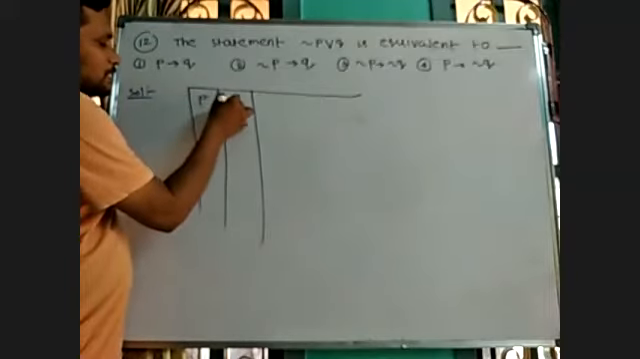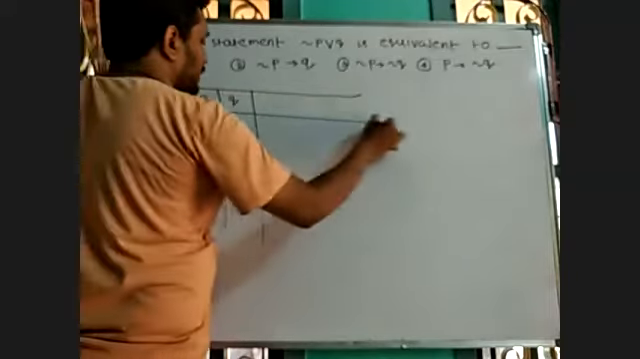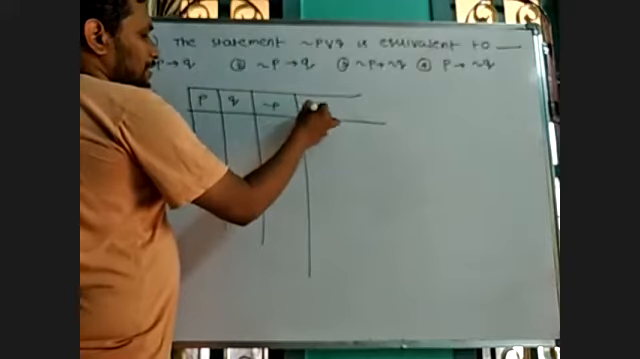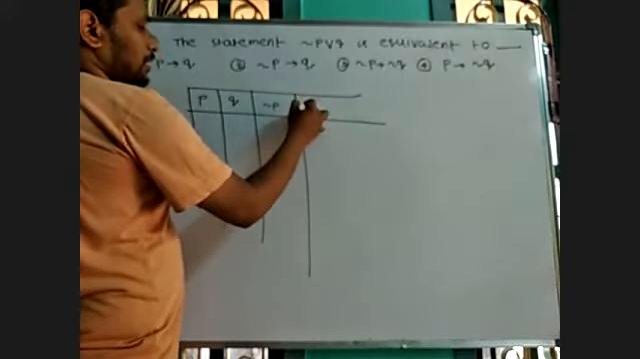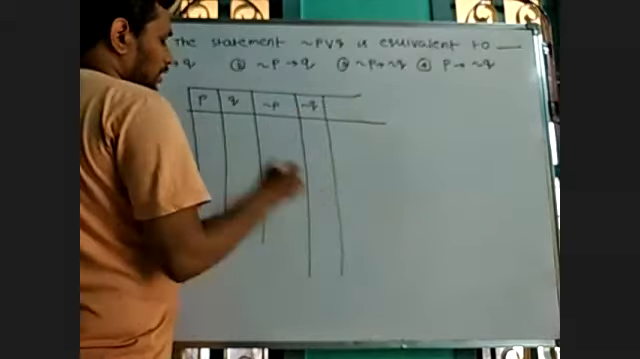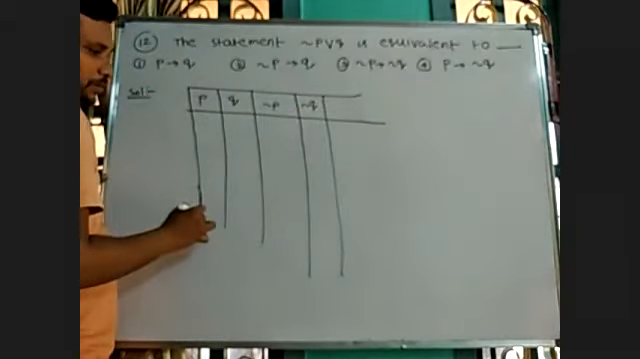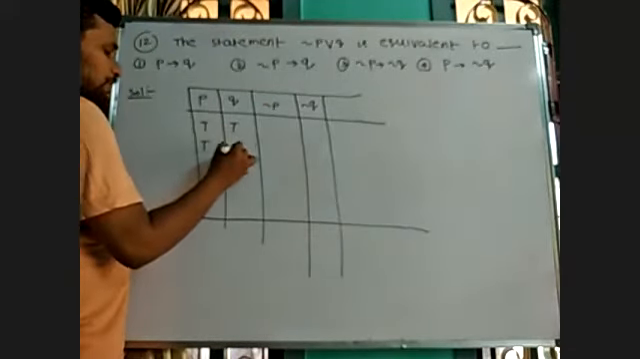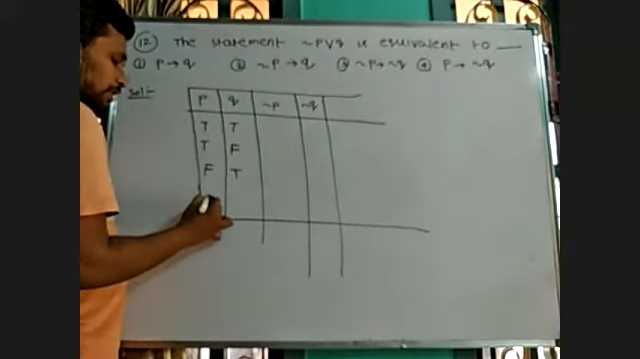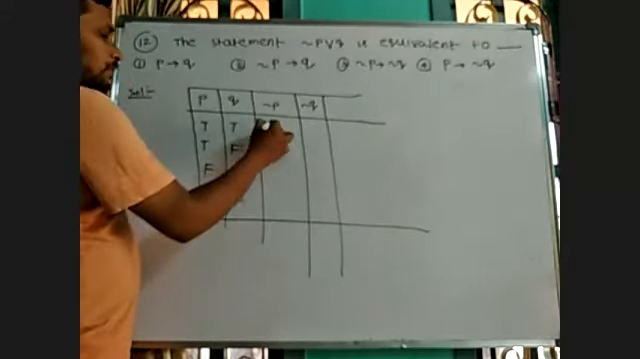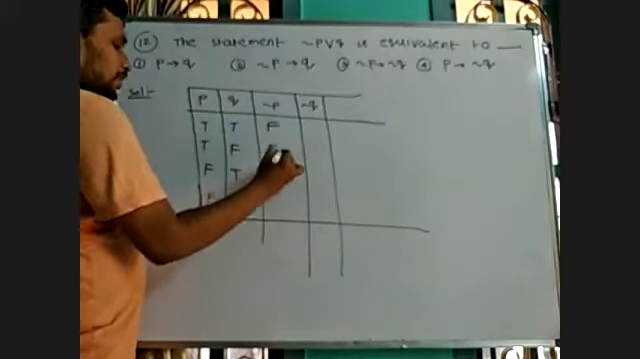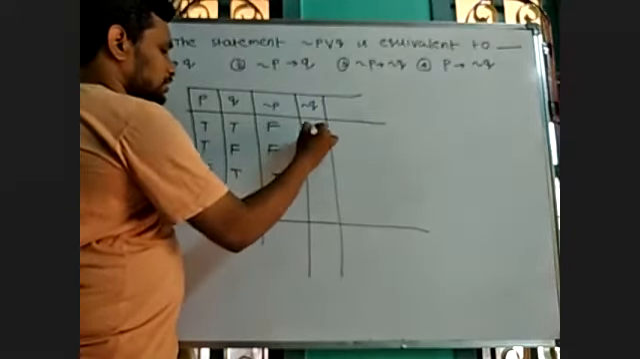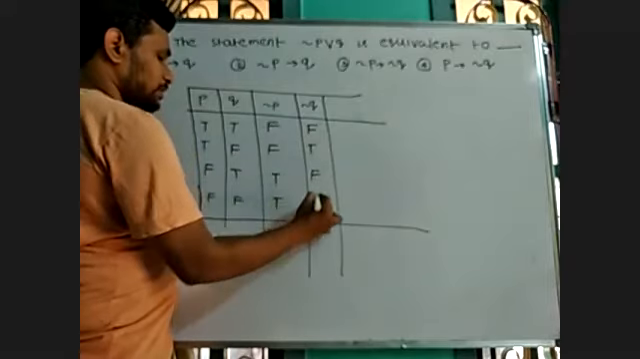This is P, this is Q. Okay, from this negation of P, take negation of Q. I'm taking it. Okay, what is this value? True, true, true, false, false, true, false, false. Okay, this is false, this is false, true, true. Next, negation of Q means false, true, false, true.